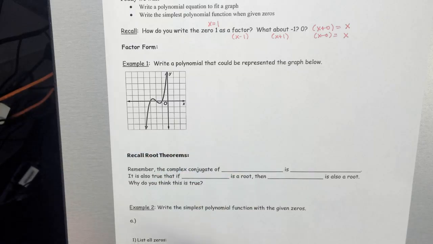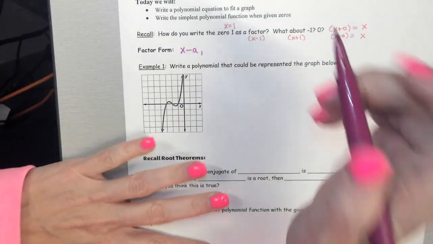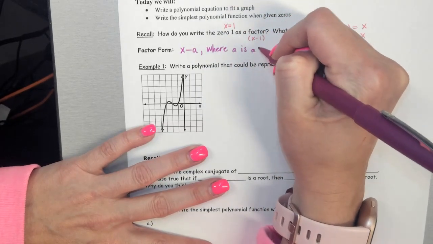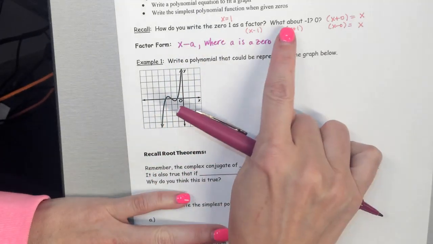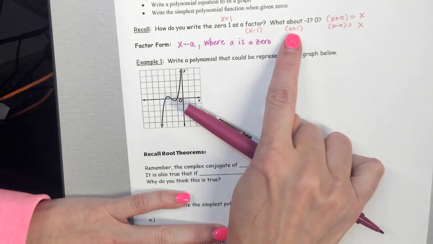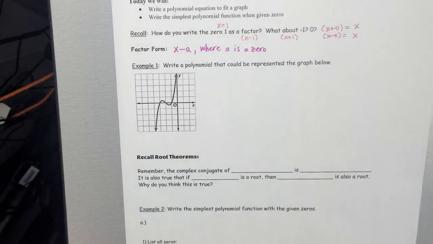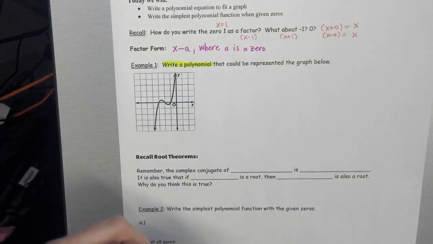Okay, so whenever you are writing a factor, your factor form is going to be x minus the value of a, where a is your 0. That way if it's a positive 1, it's x minus 1. If it's a negative, minus a negative becomes plus. Okay, if it's 0, x minus 0 is still just x. So you can simplify it there. So you're going to write a polynomial that could be represented by the graph below.